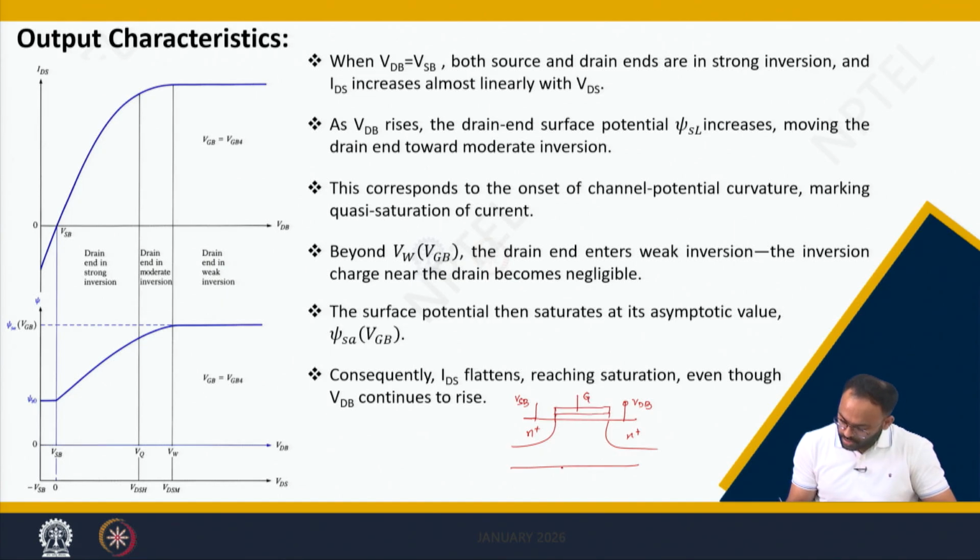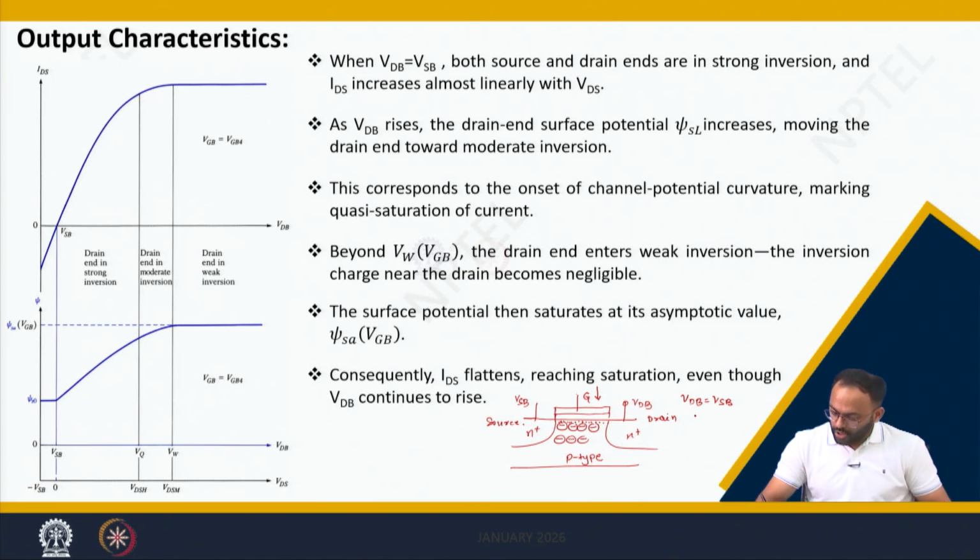This is gate, this is body, this is drain, and this is source side. Now, let us consider we are assuming that VDB is equal to VSB, and you applied VGB in such a way that you are in strong inversion, meaning when you apply VGB, ultimately the depletion charge comes into picture. After depletion, there are inversion electrons like this, but there is no flow of electrons because we have considered VDB is equal to VSB.